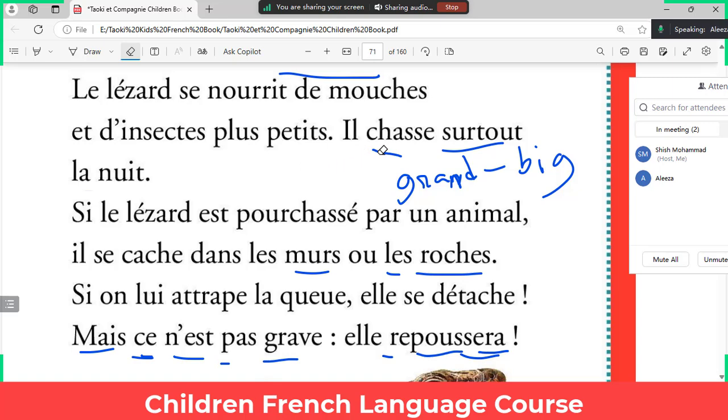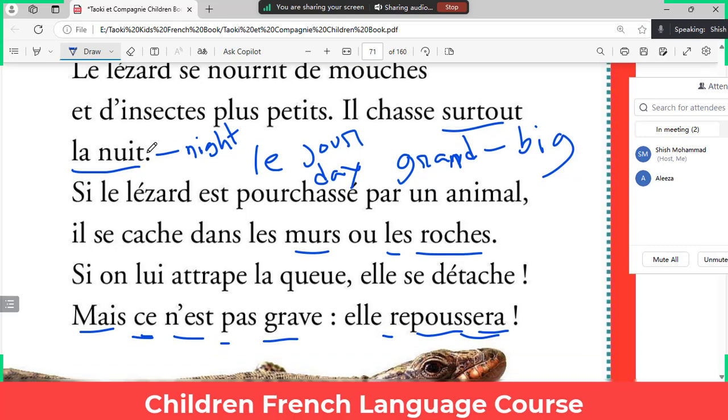Okay, done. Then write this one. La nuit means the night. N-I-G-H-T. La nuit, night. And le jour. Like this one. Le jour means day. D-A-Y, day. And la nuit means night.